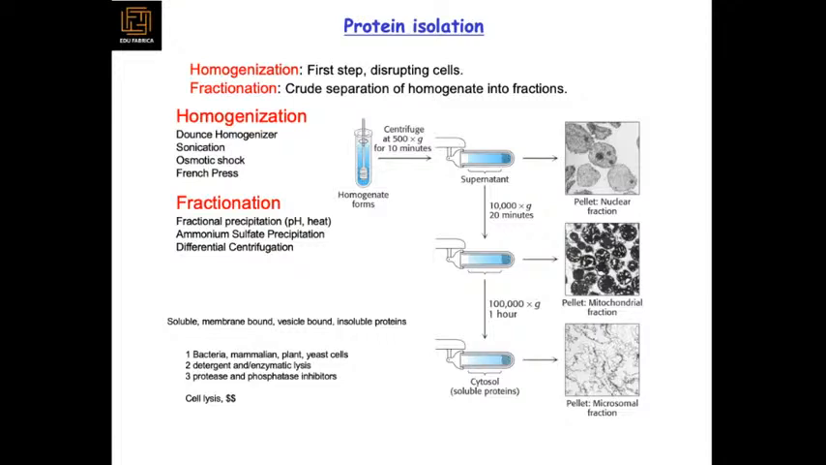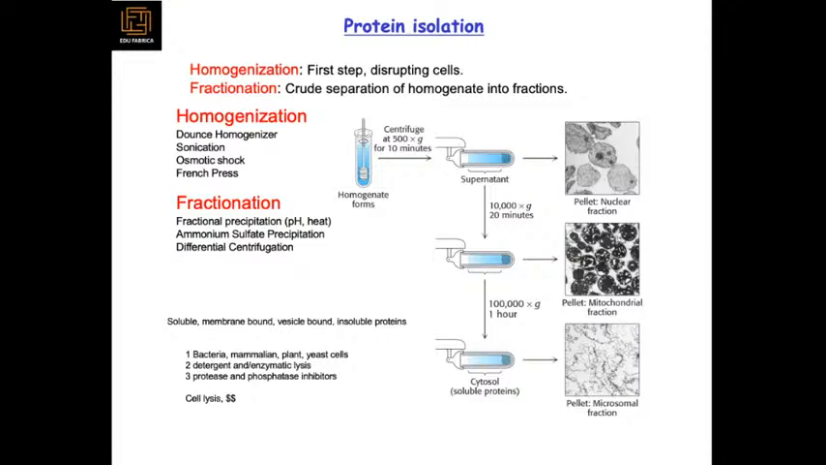And now let's start with the first part of today's series, that is, protein isolation. Homogenization is the first step, and it disrupts cells. In fractionation, a crude separation of the homogenate is done. Homogenization methods include the Dounce homogenizer, sonication, osmotic shock, and French press.